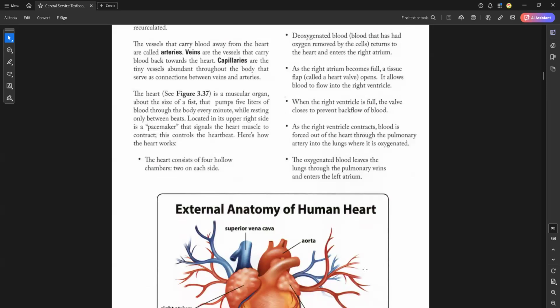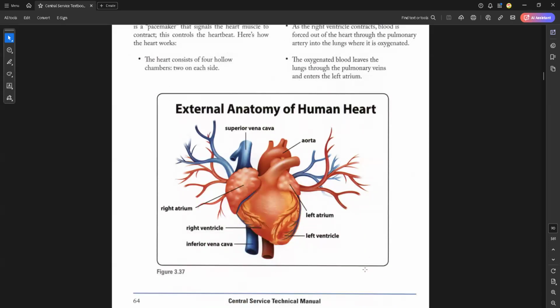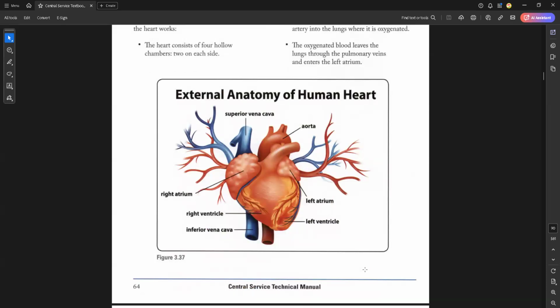Yeah, you see the external anatomy of the human heart. I believe everybody has seen the human heart before. It's not anything new. We are not in the medical school to learn how to deal with this. We are more interested in the surgical procedures that go with, of course, the circulatory system.